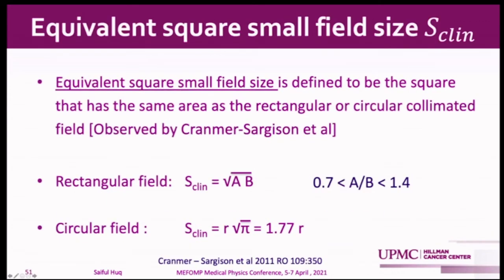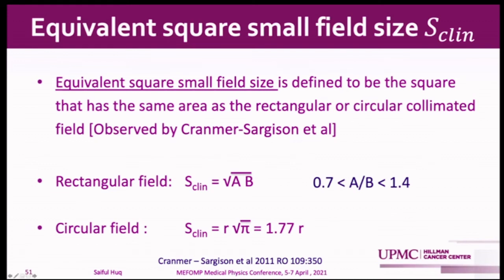So Sclin is known as equivalent square small field. Notice I said equivalent square small field as opposed to equivalent square MSR field, which is what I talked about when I talked about the beam quality. So there's a critical difference between the two.